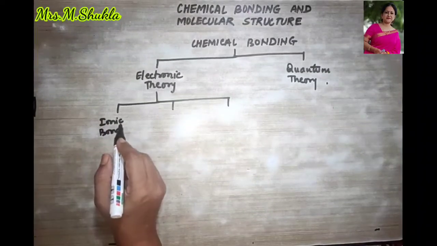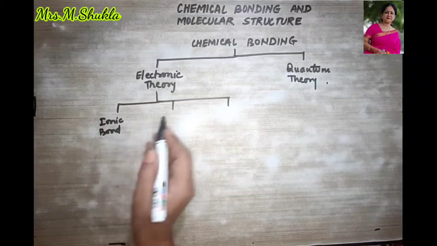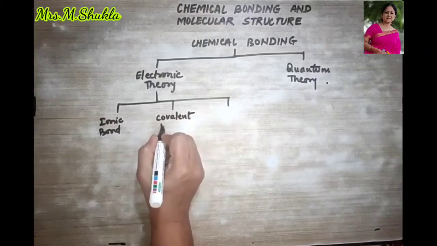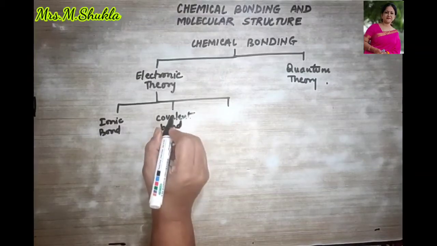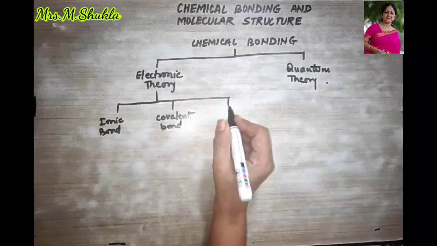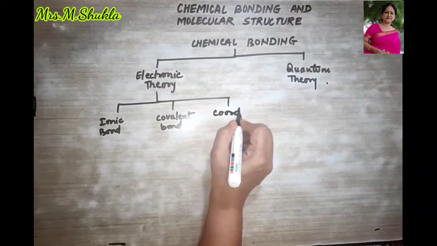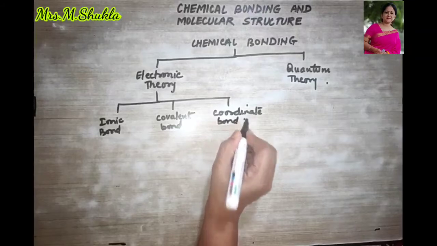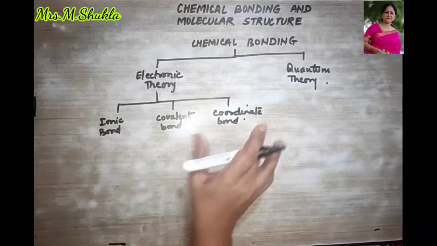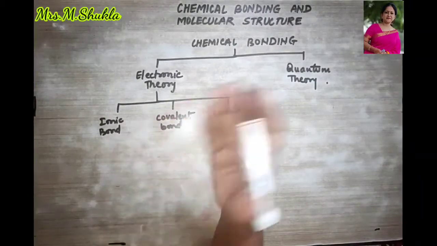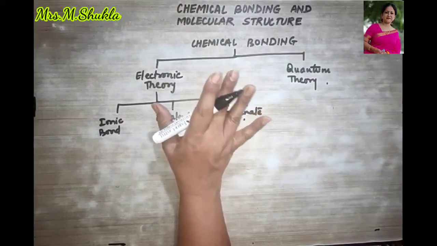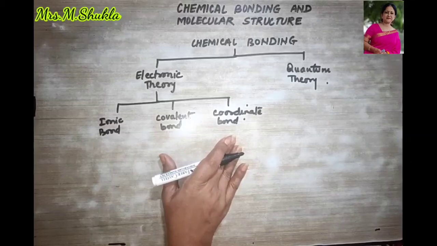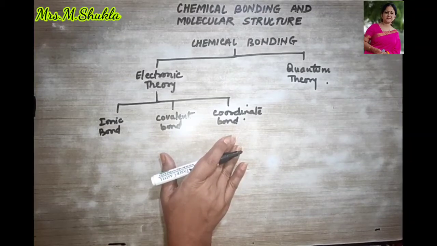Okay, ionic bond means loss or gain of electrons. Second one is your covalent bond. Covalent bond over here means sharing of electrons. And the third one is your coordinate bond. Coordinate bond means donation of the electrons. So this is already what you have studied earlier. But here again in class 11, I will be explaining to you about all the three electronic bonds, right?